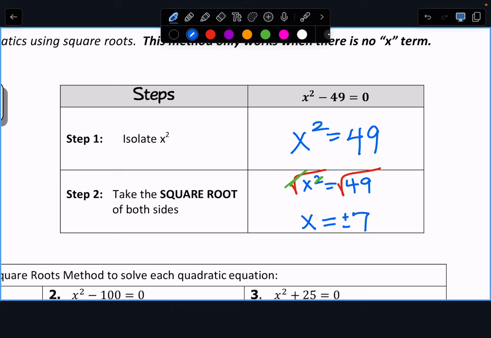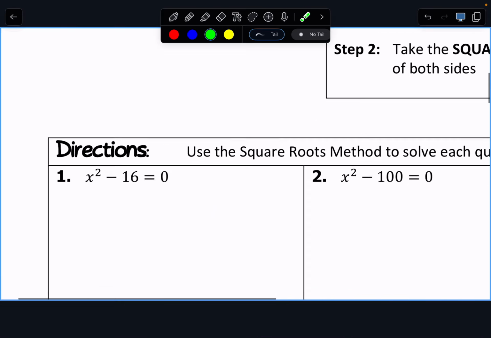Every time you take the square root of both sides, you have to account for the positive and the negative version, okay? What is 7 squared? What's negative 7 squared? Okay, they both satisfy x squared equals 49, so we have to include them both. Okay, now, could we have factored x squared minus 49? Yes, we could have, but this just gives us another option. The whole point of this chapter is to give you options for solving our quadratics. Okay? So let's go to number 1.